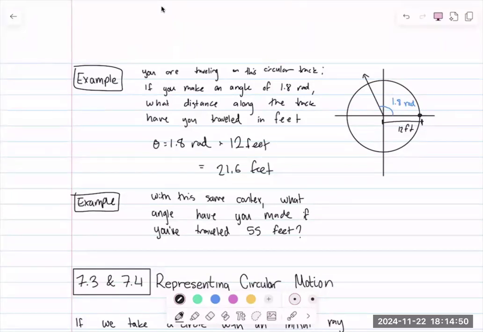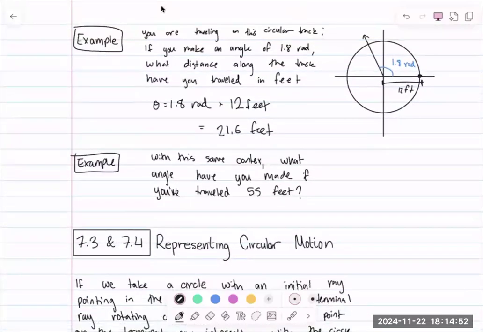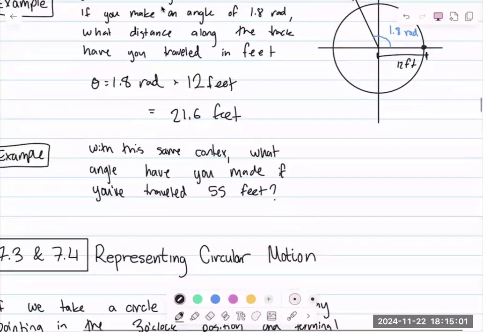Similarly, for this next one, I want to know, with the same context, what angle have you made if you've traveled 55 feet? How many radius lengths have you traveled? That will give us the angle. So if the radius is 12 feet, then we've traveled 55 divided by 12 radius lengths.